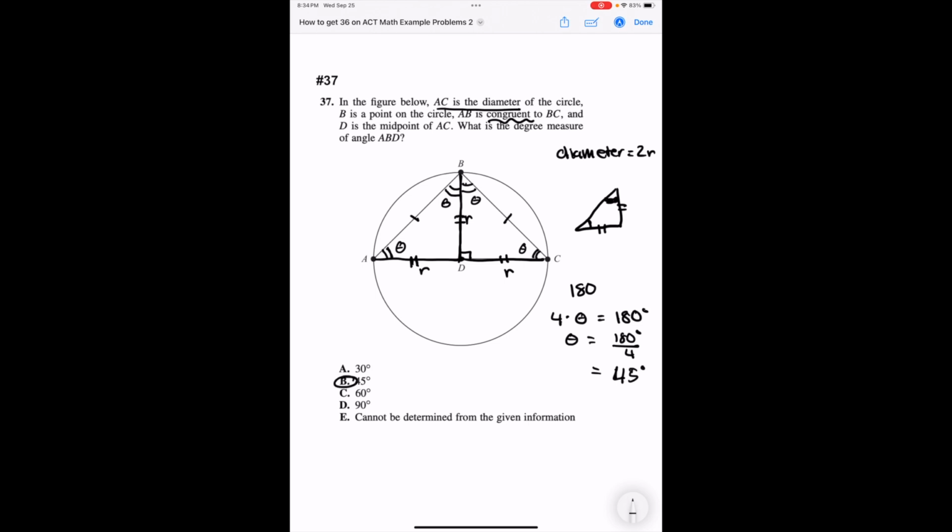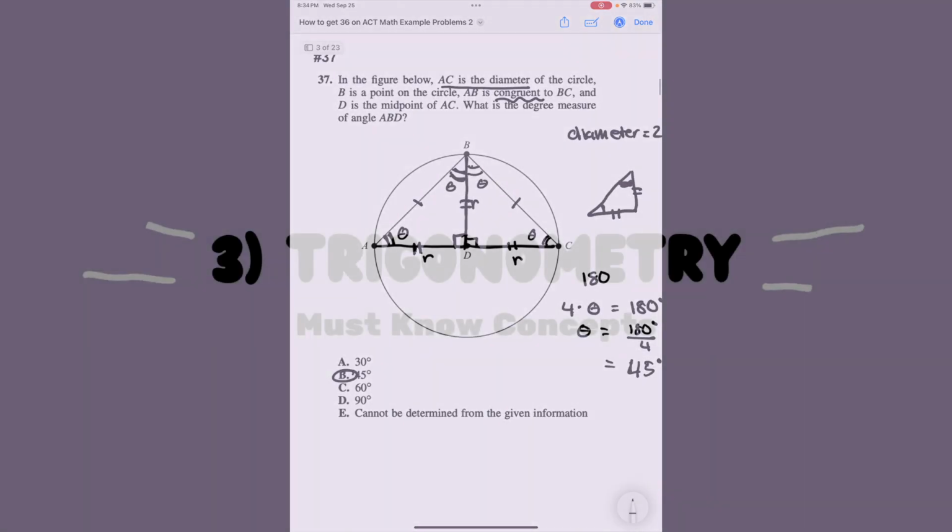Or we can also look at the fact that this is a right triangle right here. If it has 2 angles that are the same, these 2 angles have to add up to 90, and since they're the same, they are 45 degrees each. Either way, the answer is going to be B.